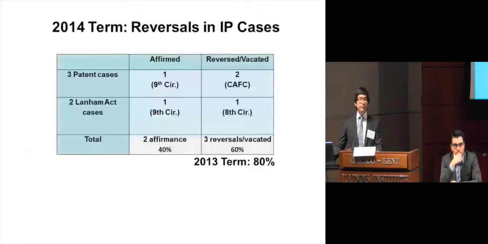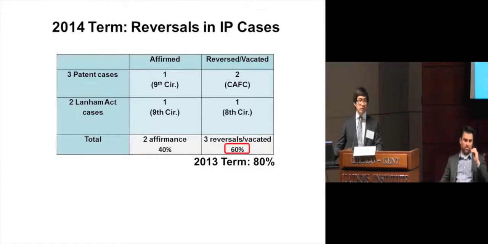Okay. So for the first issue, what we looked at was just simply the reversal rate. How often did the Supreme Court reverse the Court of Appeals decisions? Last term, it was 60%, which actually is an improvement over the previous year, in which it was 80% reversal of 10 cases. So that is actually positive.